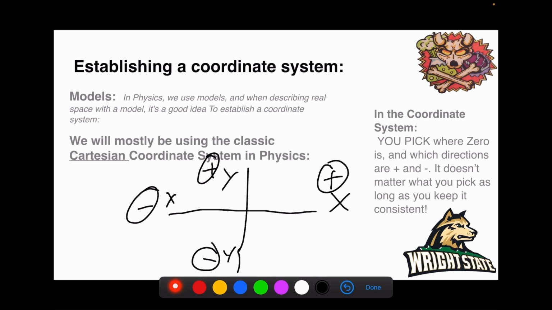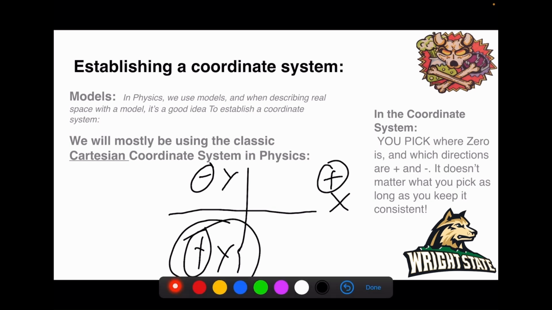However, you can pick where 0 is. You can pick which directions plus and minus are as well. You could, just as easily, if you wanted to, call this direction negative y and this direction positive y. All of your math will come out the same, so long as you keep it consistent. So as long as you're calling everything going in this direction positive and everything going in this direction negative, you can switch them however you want.